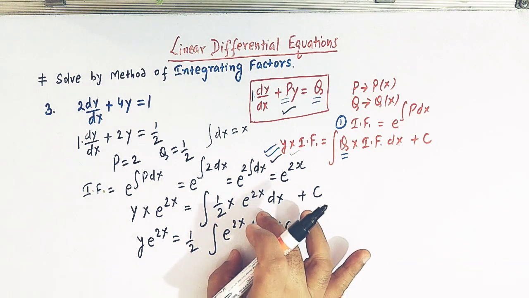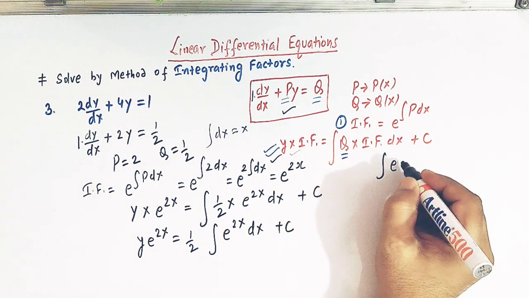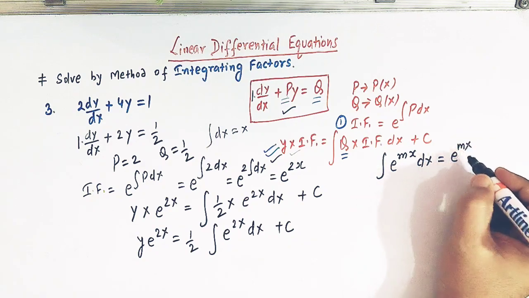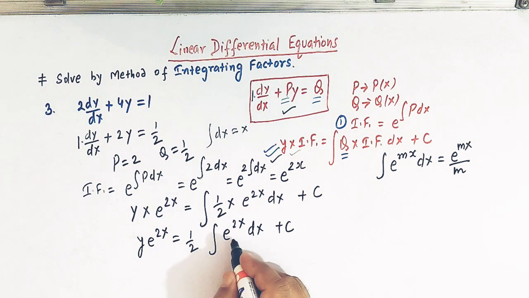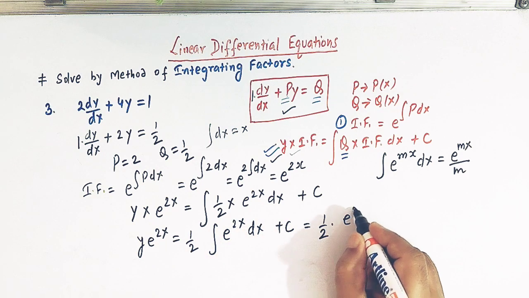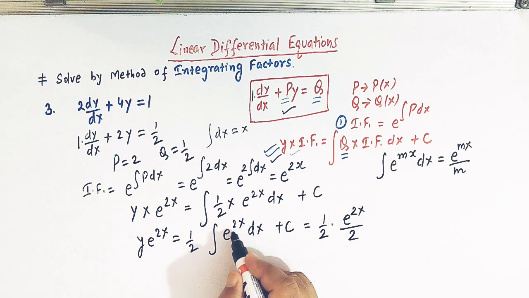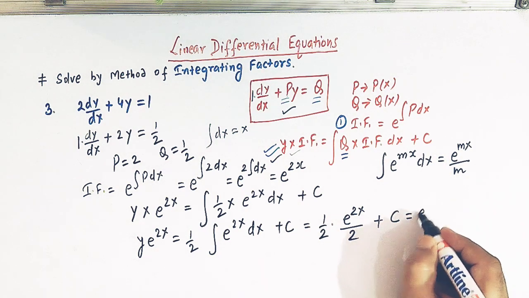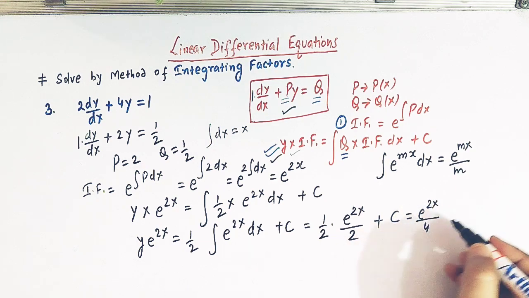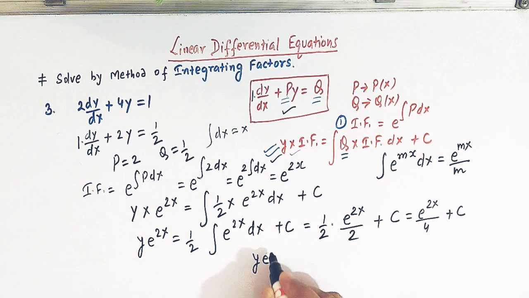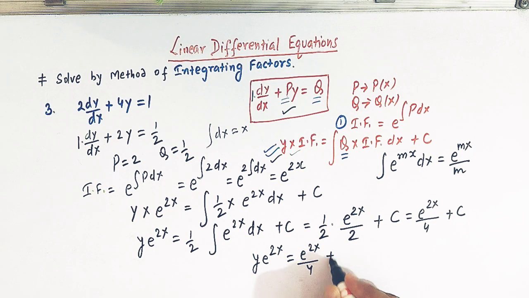Now we have a very simple integral here. We know that the integral of e raised to mx dx is equal to e raised to mx over m, right? So here we can now write half times the integral of e raised to 2x, which is e raised to 2x over 2, since m is 2 here, and here we have c. So this is e raised to 2x over 4 plus c, right? So now we have y e raised to 2x is equal to e raised to 2x over 4 plus c.